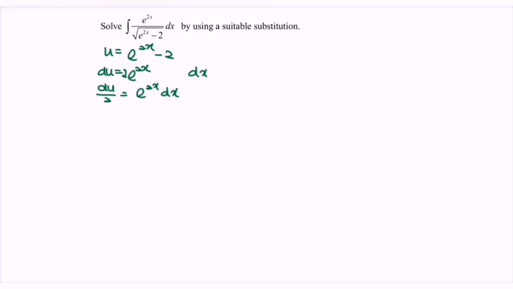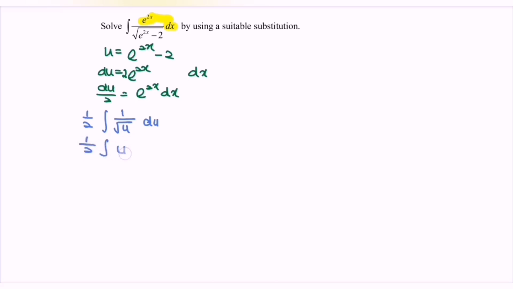So notice that we have the substitution e^(2x) dx, which is du over 2. So kindly substitute. First, integrate, and the highlighted part is equal to 1/2 du. Next, continue. We have 1 over square root of u, because e^(2x) minus 2 is equal to u. Rewrite the expression and get ready for the integration.